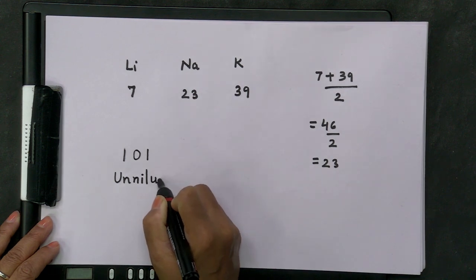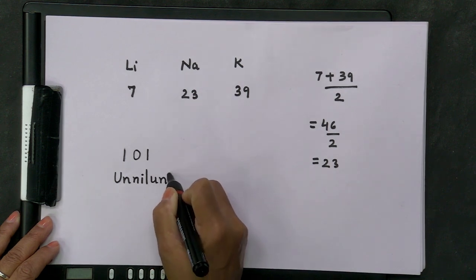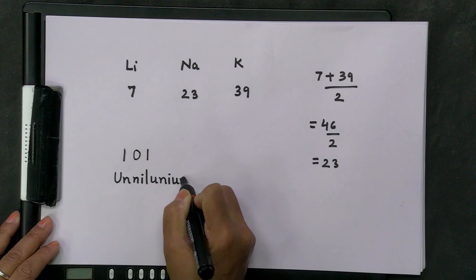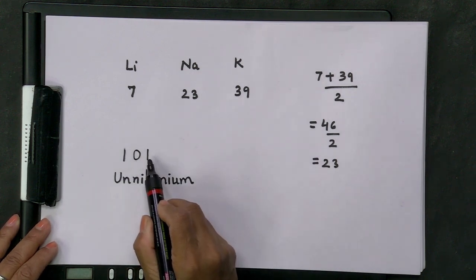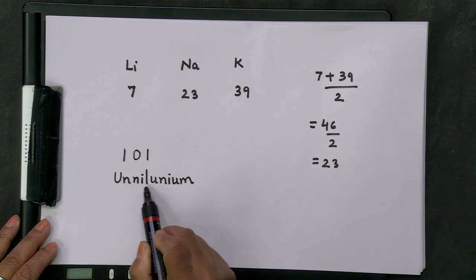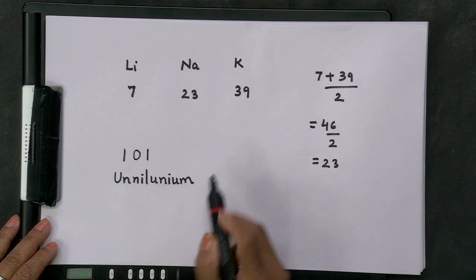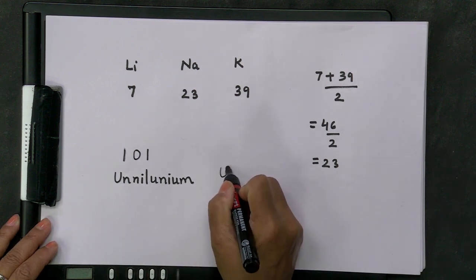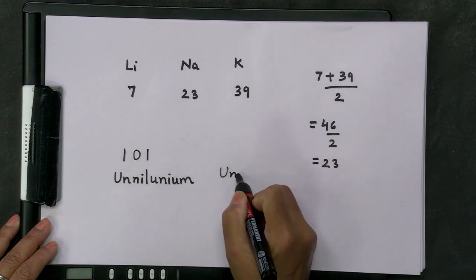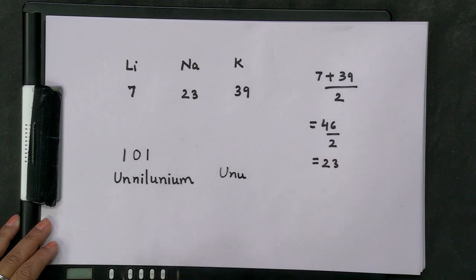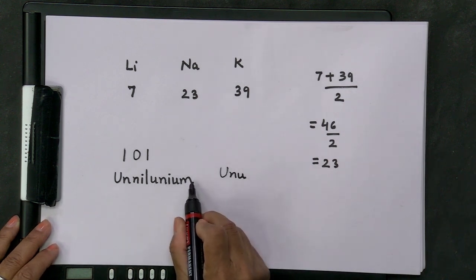So we write un and then we add i, u, m. So if the element has atomic number 101, its name will be unnilunium. Its symbol will be U for un, N for nil and U for unium. So its symbol will be UNU and its name will be unnilunium.